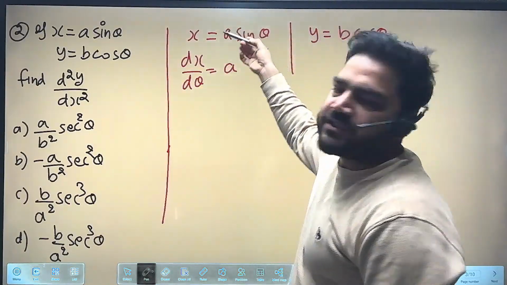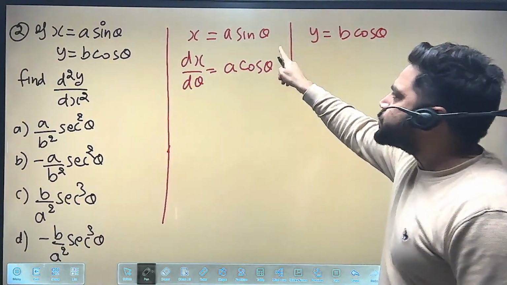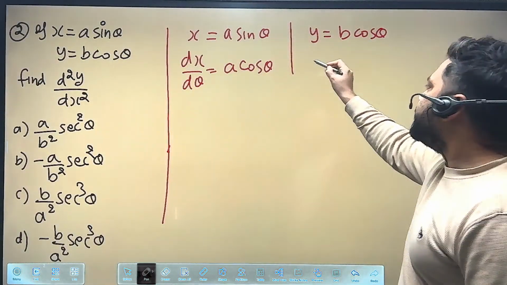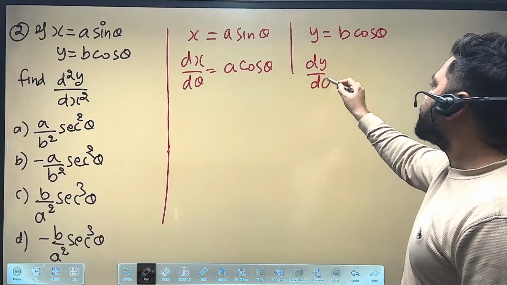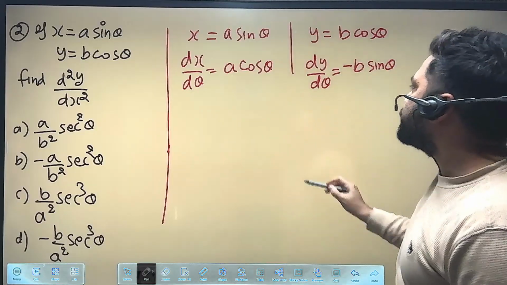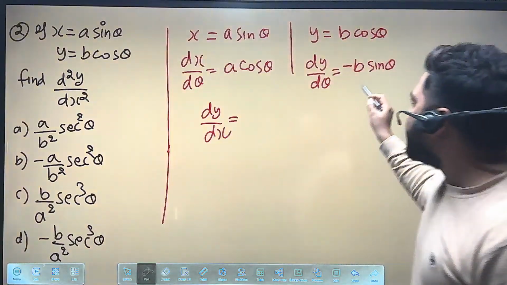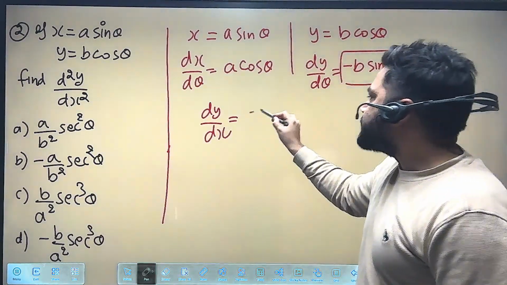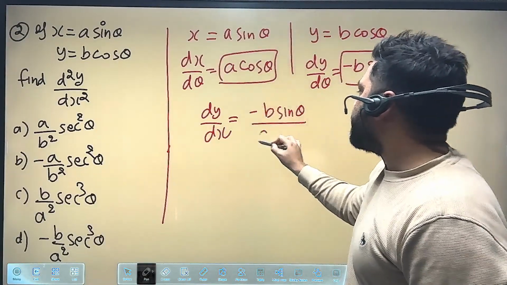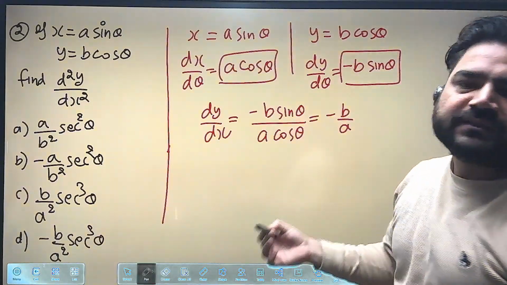What is dx by d theta? A will remain, a is a constant that will remain the same, so sine theta derivative is cos theta, fine. Similarly here it will be dy by d theta, so it will be b, and cos theta derivative is minus sine theta. So this is step number 1. Now how to find dy by dx? We just divide this y term, that is minus b sine theta, by this x term, that is a cos theta. So this is our answer, minus b by a, and sine by cos is tan.